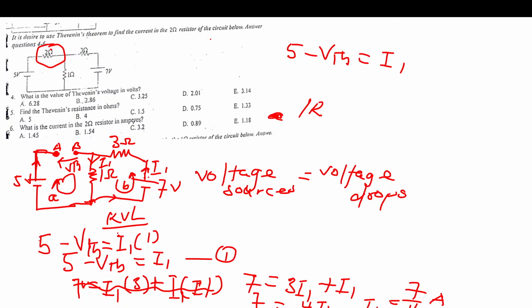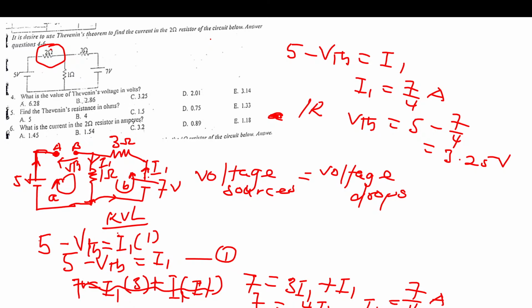Now, given that I1 is equal to 7 over 4 amperes, our VTH will be what? 5 minus 7 over 4. What are you going to get for VTH? 3.25 volts. That's our VTH. Now, number 4 is what is the value of the Thevenin's voltage? Our VTH is 3.25, which is this. I hope we all get it.